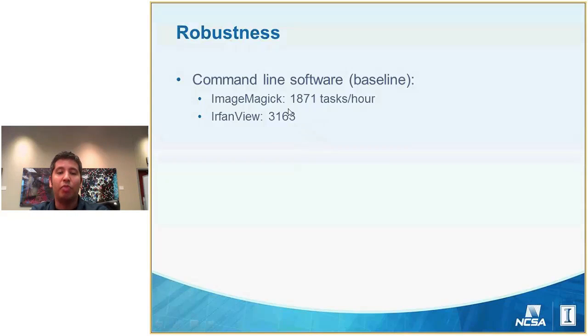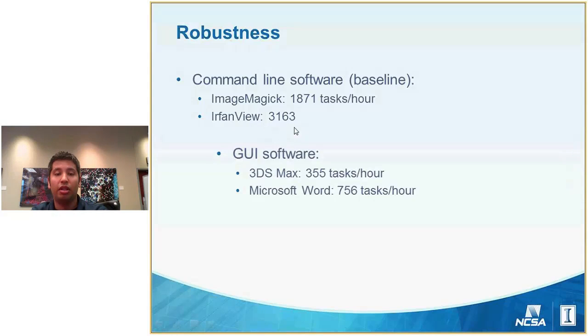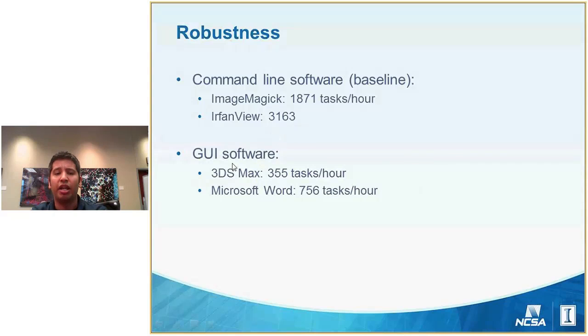So going into this in a little more detail with regards to the command line stuff, which is kind of like the baseline because they're the easy stuff to script. How fast can they run? Like ImageMagick, a command line program, got to about 1,800 tasks per hour. IrfanView, which has a GUI but also has a command line interface, was able to get up to 3,100 tasks per hour. And then we would compare that against GUI software.